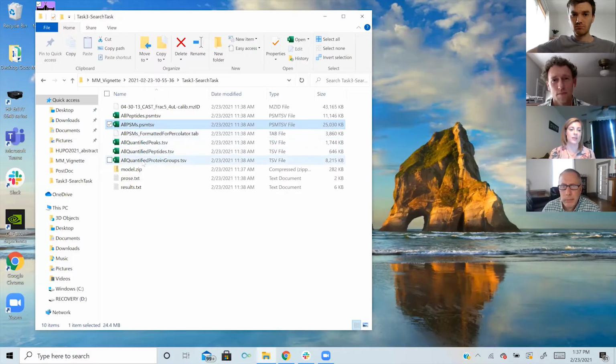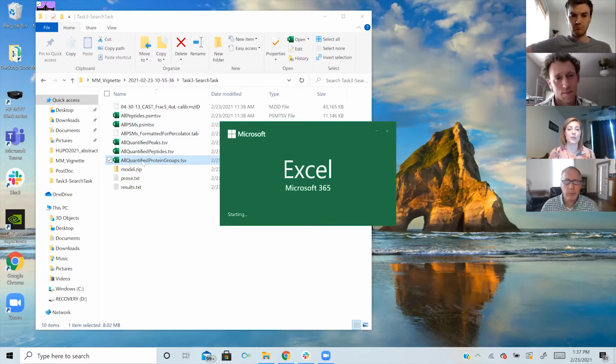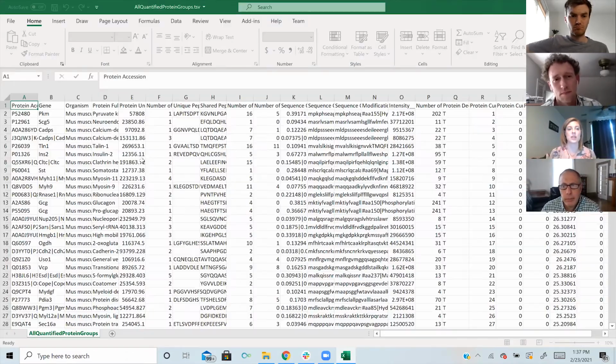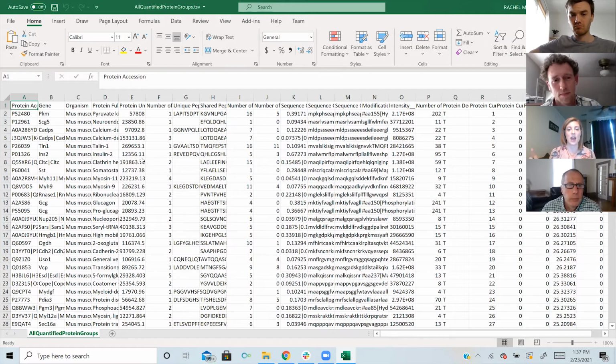Opening that, I'm going to jump to the protein group file. So this is only made if you do protein inference. And so post-protein inference, we create proteins and protein group identifications, and those are also then mapped back to the PSM and peptides file to make sure that everything corresponds.